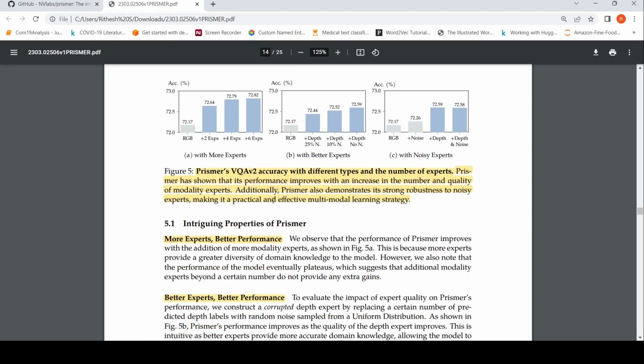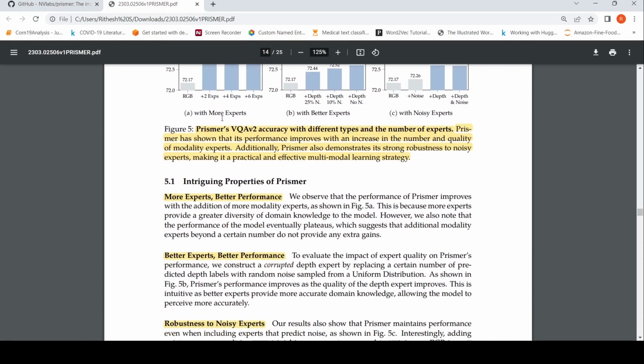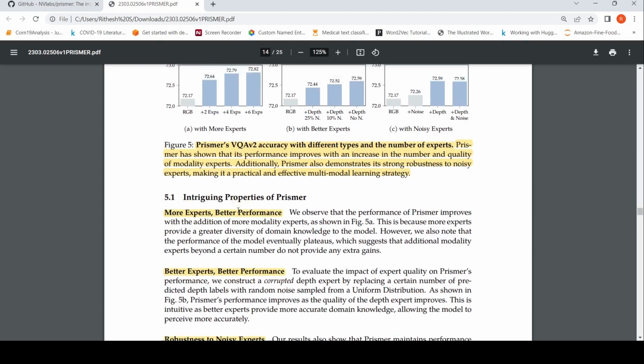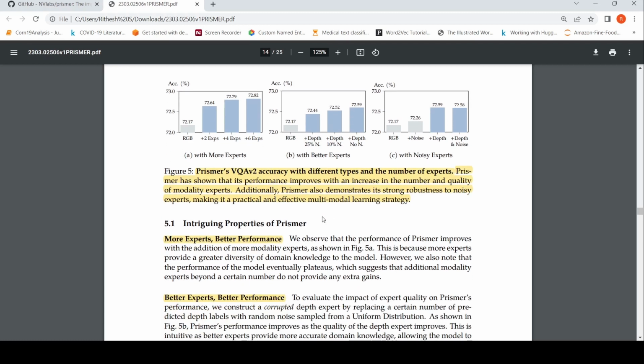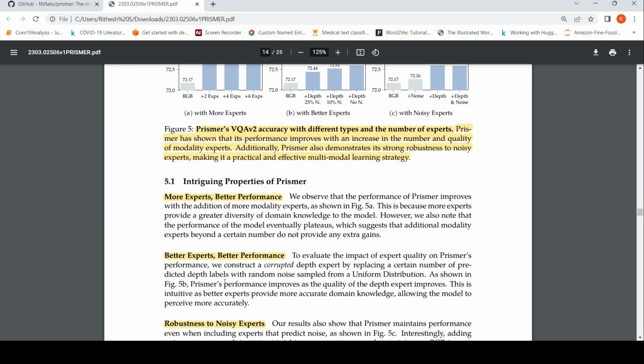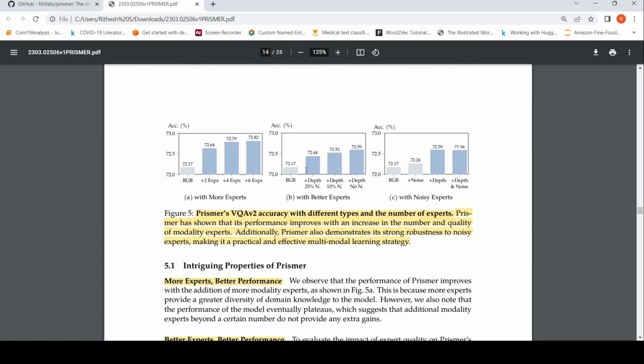Now, if you look at, say, the properties of Prisma, what if you have more experts, more domain experts? What they say is that with more experts the performance increases, but after some time the performance saturates. So more experts provide diversity of domain knowledge. Again, with better experts, the performance increases. The idea is that they corrupted some of these experts and then tried it out: they corrupted the depth expert by replacing a certain number of predicted depth labels. So they tried basically the quality of the modality experts, in terms of features and their predictions. So with better experts, you get better performance.